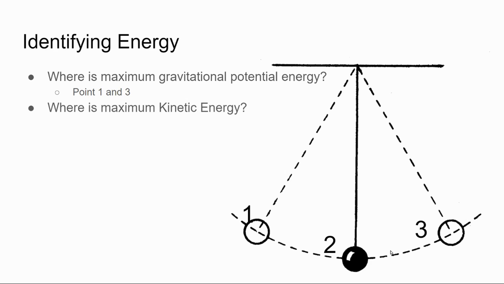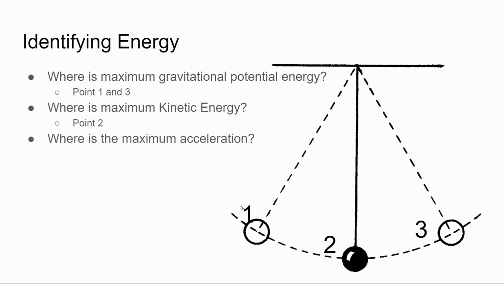And then the second question is, where is the maximum kinetic energy? Well, kinetic energy is going to be greatest where you're going the fastest. If you think about swinging on a swing, you're going to be going the fastest at the bottom, when you're close to the ground. And so that's at point 2.